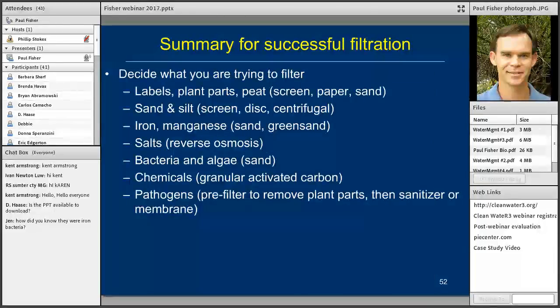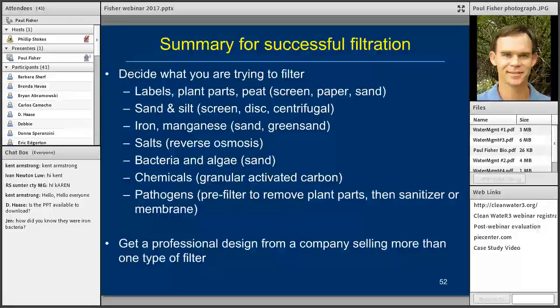So just to summarize here, we're almost at the end of the presentation. When we're looking at successful filtration and taking particles out of water, we really need to know what type of particle we are filtering for. For example, if we're using a filter to take out iron and manganese, then we might use a sand or green sand type filter, as in our first case study. If we're taking out chemicals, we might use a granular activated carbon filter. If we have pond water, we may be using a sand or a disc filter.